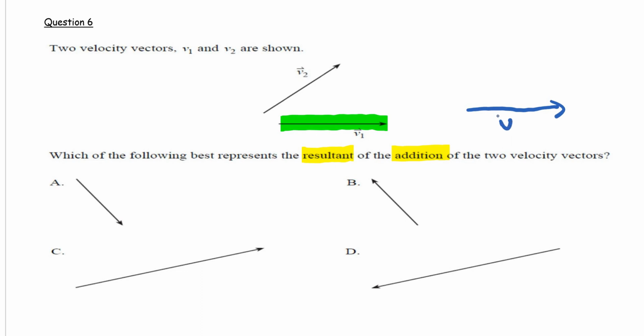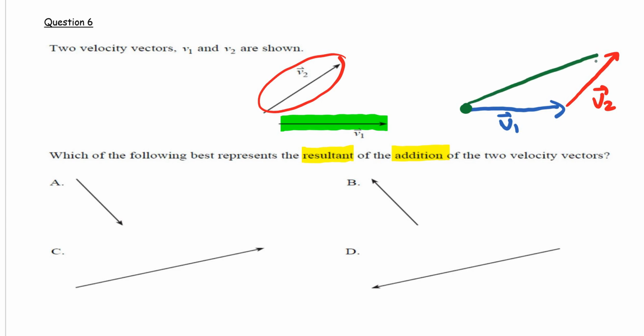So that's v1 with the hat. And then we just add our second velocity vector like this. So we just add that. So that's v2. And our resultant vector starts at the tail here, and we just connect that to our second velocity vector, and this is our resultant right there. So option C best represents that. So yes, the arrowhead has to be in the top right hand corner there.